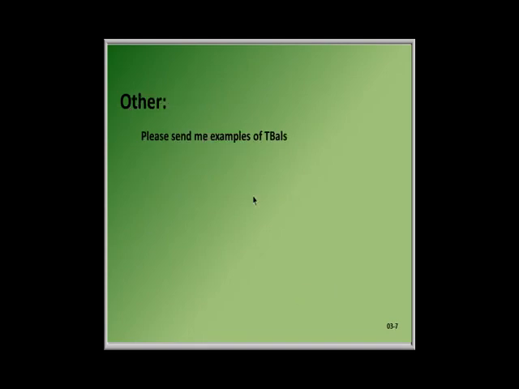Now, one of the things while I'm doing this, I have an appeal. Please send me examples of trial balances, but I do not want any confidential information, please. Which means nobody will send me anything.